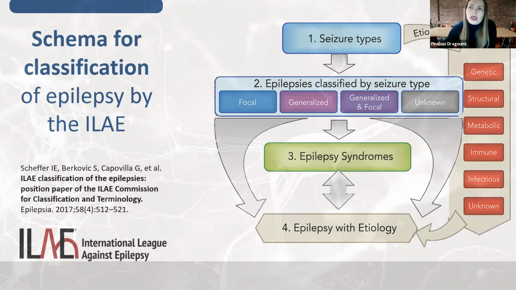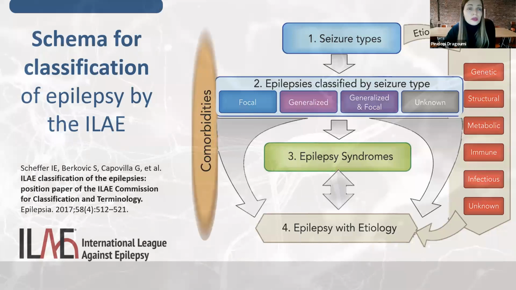And this is a list of the now proposed etiologies. We know of the previous classification of etiology as idiopathic, cryptogenic, or symptomatic, but this has now been replaced by more specific etiologies of epilepsy, which are genetic, structural, metabolic, immune, infectious, and unknown, and at the same time integrated in this, comorbidities, which is an important part that had been touched upon by the previous classification.